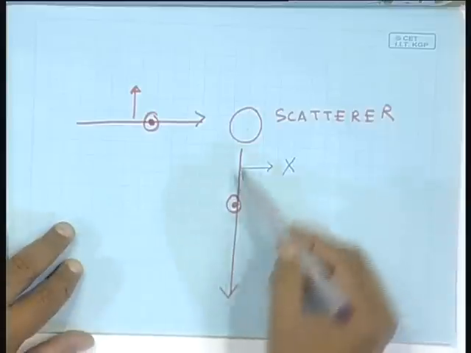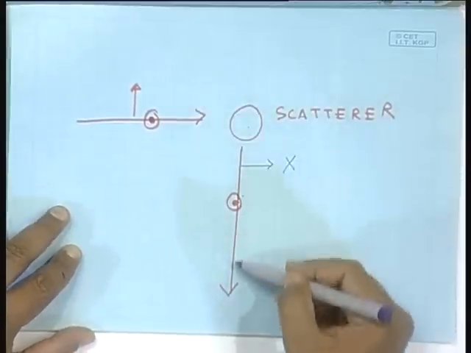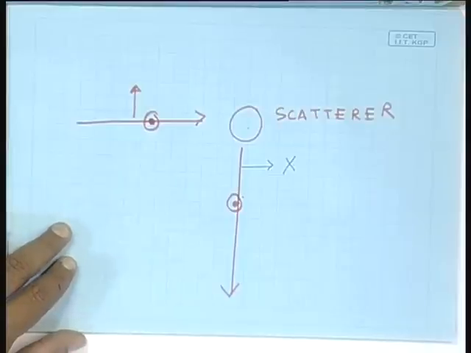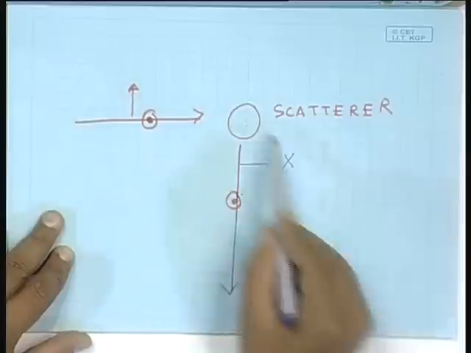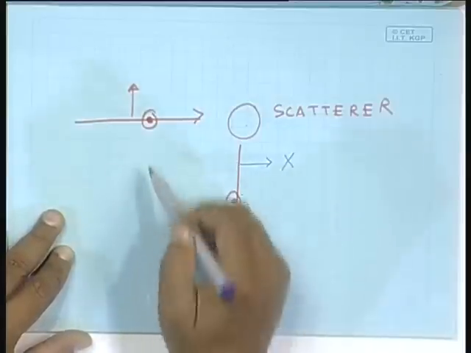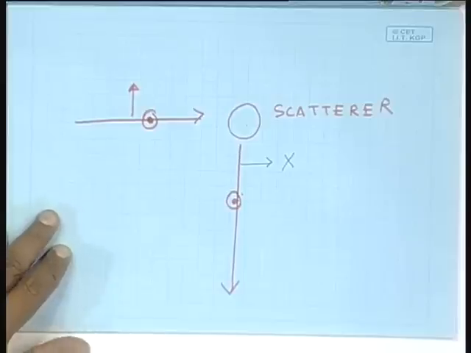So if you look at the radiation scattered out at 90 degrees, it is going to be linearly polarized, and the polarization in the plane of the scattering is going to be absent. Only the polarization perpendicular to the plane of the scattering is going to be present.